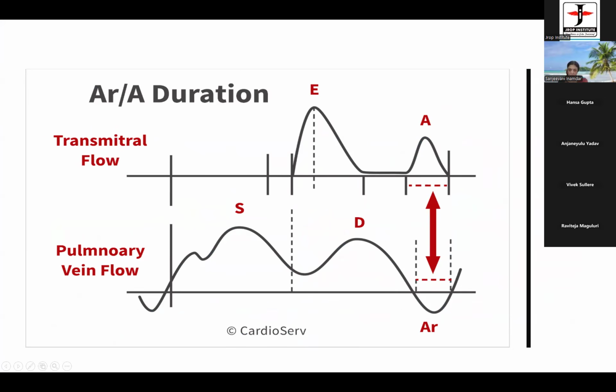Don't confuse the maximum velocity of the atrial reversal from the pulmonary vein flow with the difference between the transmitral A and the pulmonary vein A reversal duration. These are two different things. You need to measure them differently, the durations and the maximum velocity.